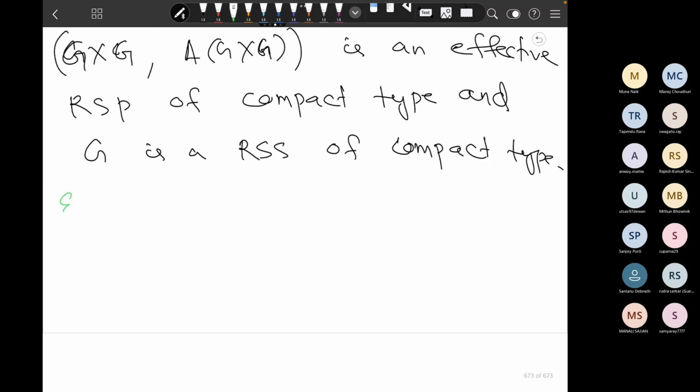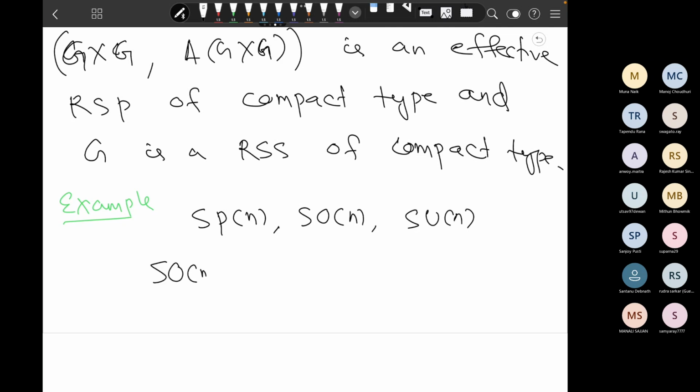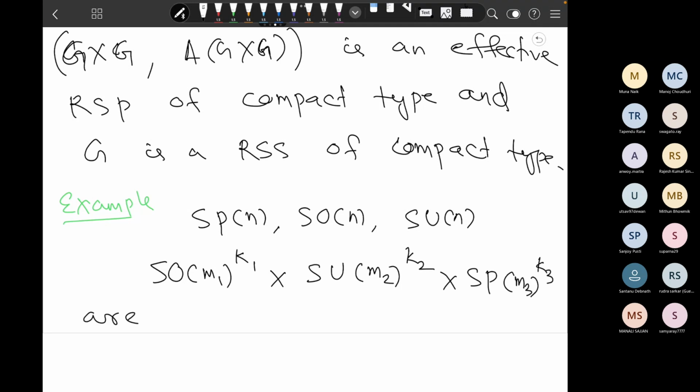So therefore for examples, you can produce something like SPN, SON, and this is really SUN. You can also take Cartesian products of something like SOM1 to the power K1 and SUM2 to the power K2 into SPM3 to the power K3, which are examples of RSS of compact type.